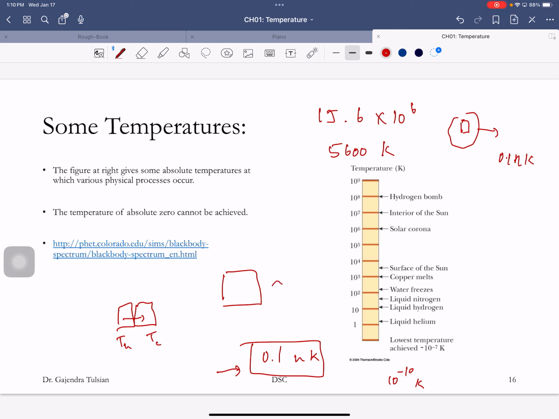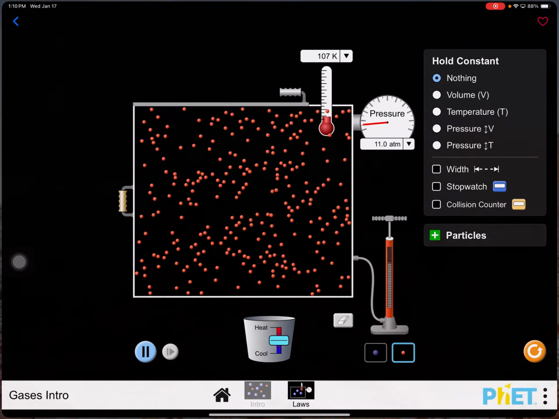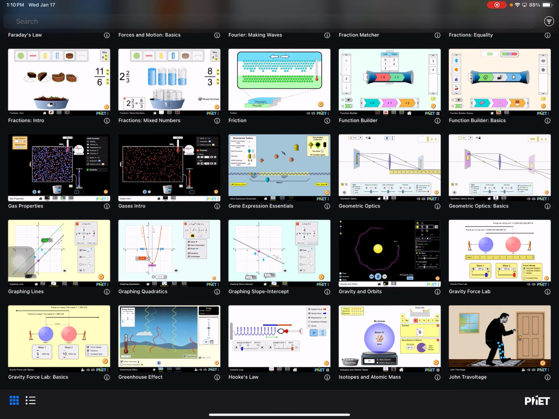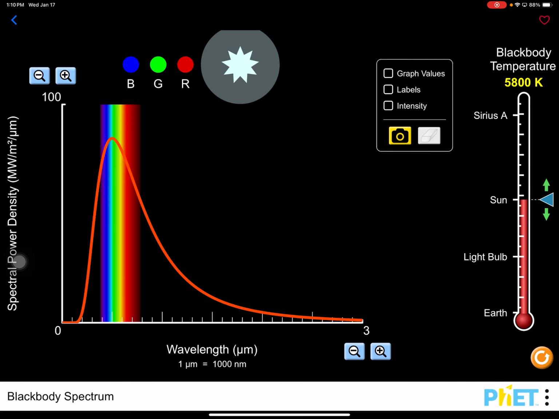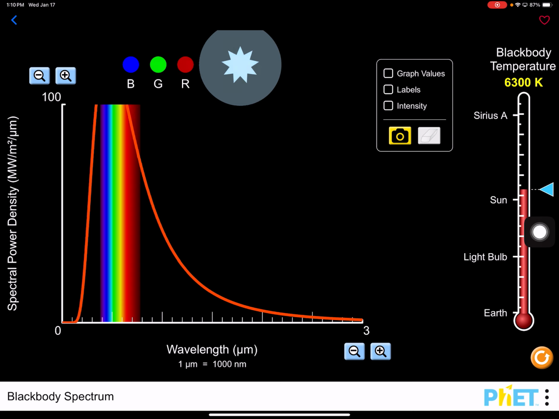Every object emits electromagnetic radiation, and this radiation has a particular characteristic. What do I mean by that? Let's go back to our simulation. There is a black body spectrum. If you have a solid or a liquid, here's the temperature. I change the temperature of this object.